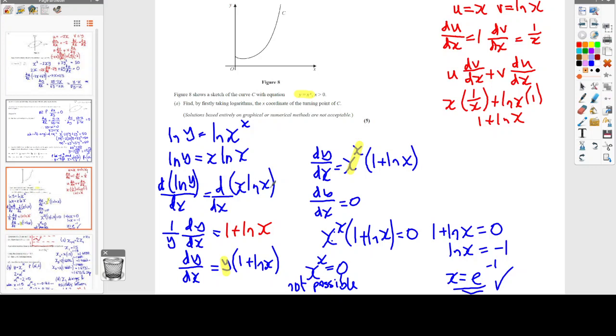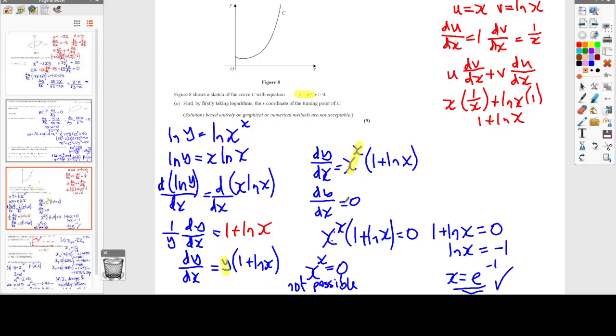Now on the right-hand side, again, we've got two variables here. We're going to have to use the product rule, which I've done up here in red. So u is x, v is ln x. So du dx is 1, dv dx is 1 over x. Subbing in, we get 1 plus ln x. So then multiply both sides by y. We get this. And now we can replace the y with x to the power of x. So we've got this, and so there's our differential.